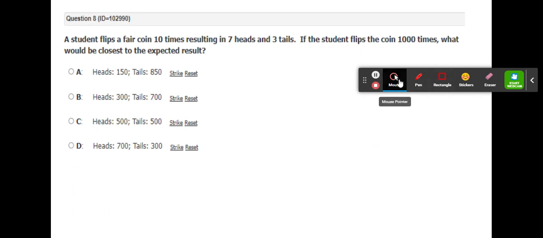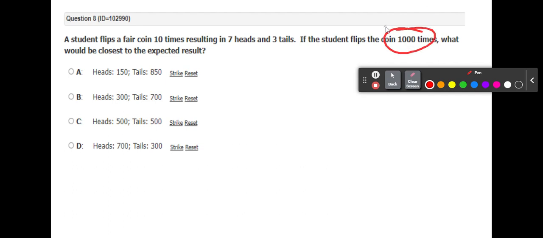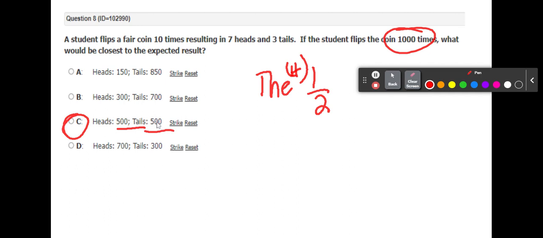Question 8. If a student flips the coin 10 times and gets 7 heads and 3 tails, but then they flip it 1,000 times. 1,000 times is a lot, and you're going to get closer and closer to the theoretical probability of getting heads or tails, which is really 1/2. You have a 1 out of 2 chance of getting heads every time you flip the coin. So that's a fair shot for both of them. So that's why it's 50-50. We're kind of ignoring these results right here, because this is theoretical. So we're really going off the theoretical probability for this one, 500, 500.